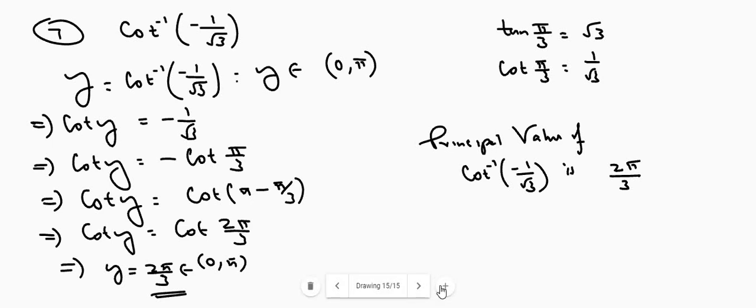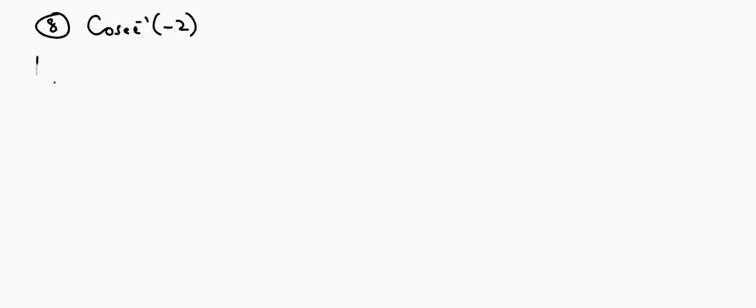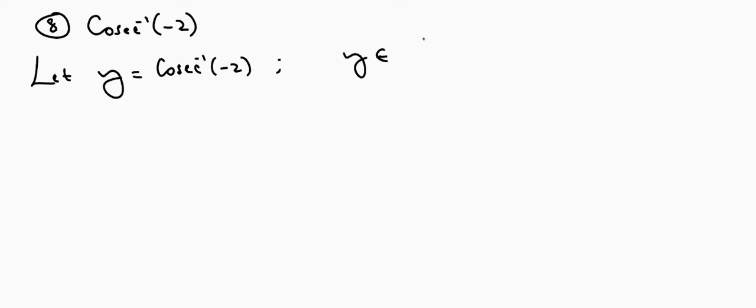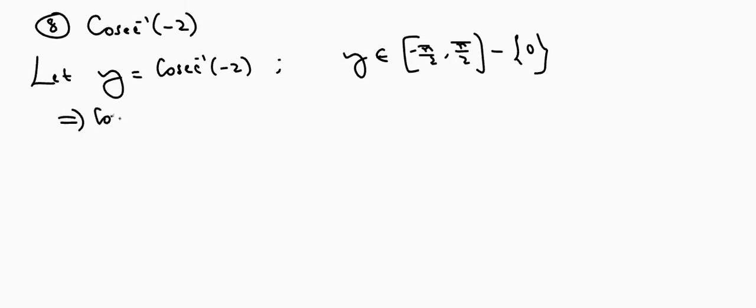Next, question number 8: cosec inverse of minus 2. Let y equal cosec inverse of minus 2, and the range is y an element of the closed interval minus 90 to 90 except 0. Then the second step is cosec y equals minus 2.